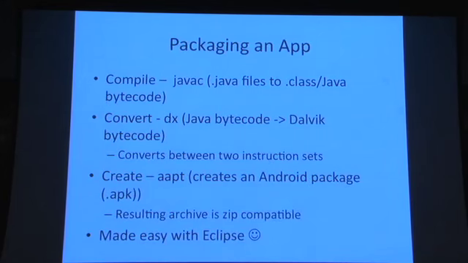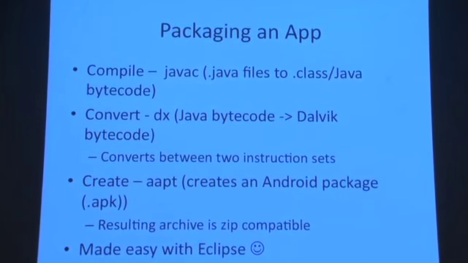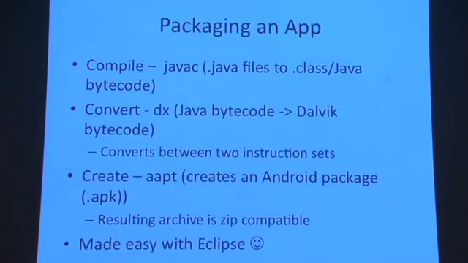All right. So to actually package an app, we have to go through all of these steps. So we have to compile it using Javac. So this is the compiler that we used last week to compile Java files. And then we also convert it to the Dalvik bytecode. So this is Java bytecode that you have in your .class files to the Dalvik bytecode. And you're just basically converting between the two instruction sets. And the last thing to do is to create the actual APK. And you're using the tool AAPT, and you get a zip-compatible archive at the end of it.